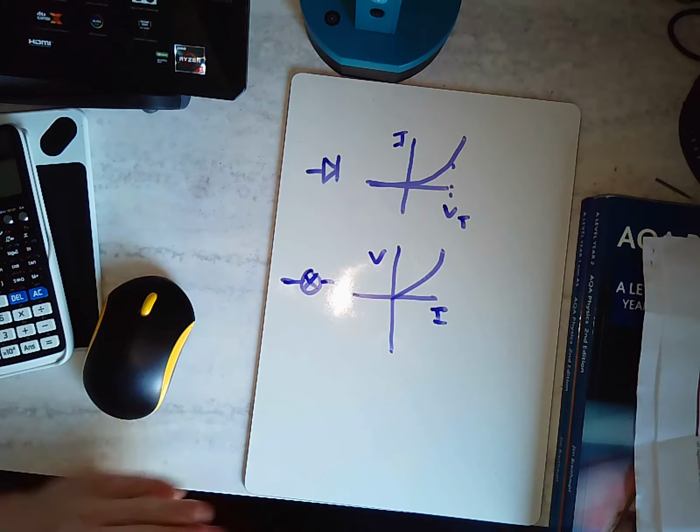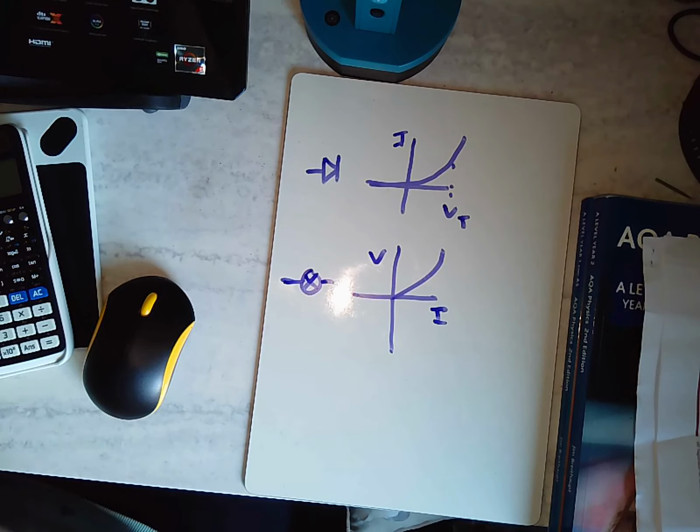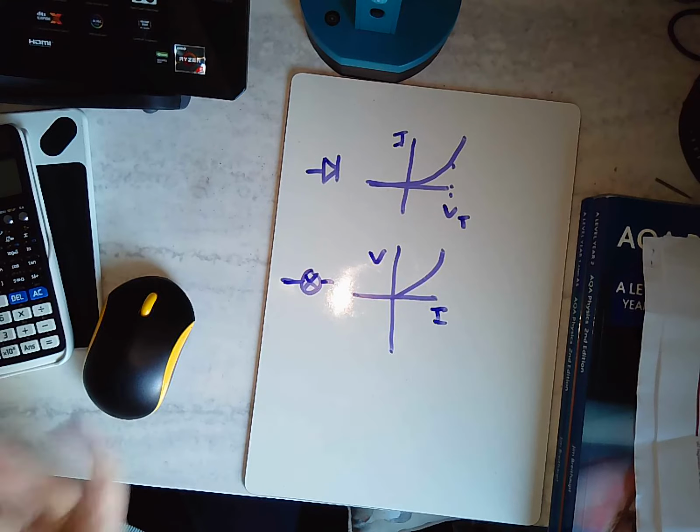So these two components are really important components that don't follow Ohm's law, but there is a reason for that, because of how the component is made. So just remember, only resistors obey Ohm's law, V equals IR.